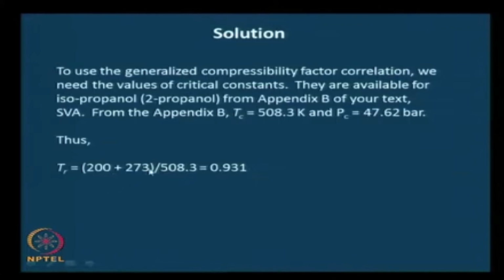For the reduced temperature, you need the temperature in Kelvin, therefore you add 273 to the temperature given in degrees C. 200 was given in the earlier example 3.1, so 200 plus 273 to get it in Kelvin, divided by the critical temperature 508.3. Therefore, the reduced temperature turns out to be 0.931. Similarly the reduced pressure: 10 bar was the condition, divided by the critical pressure 47.62 bar, turns out to be 0.21.